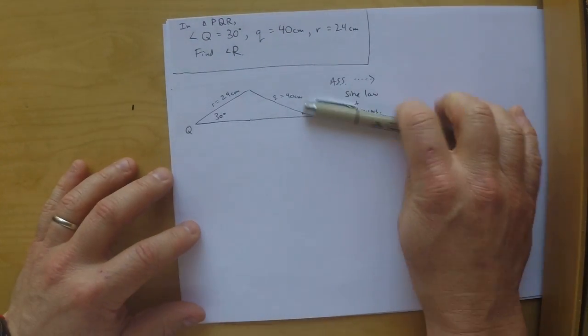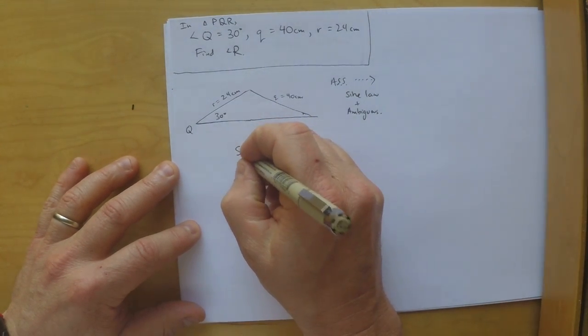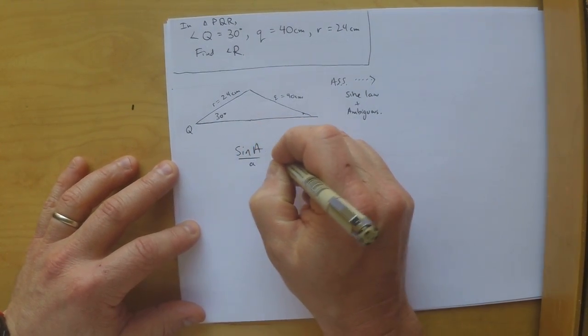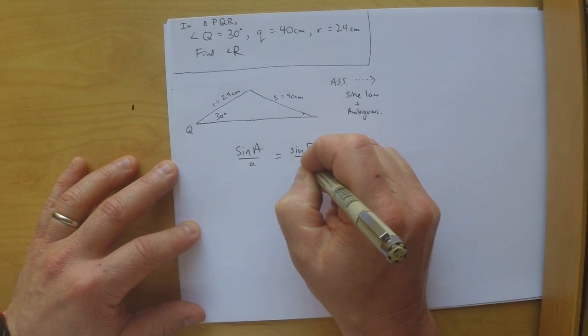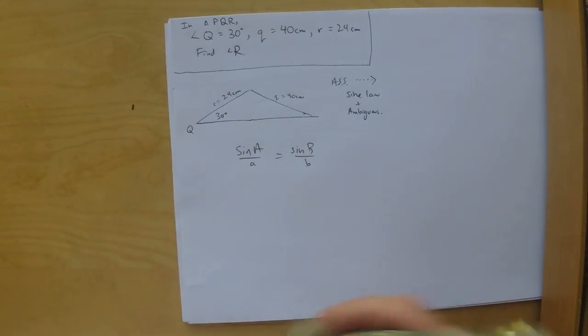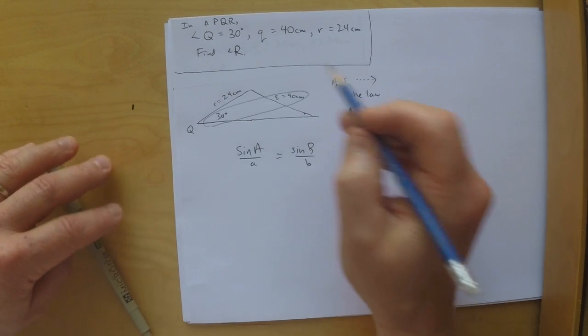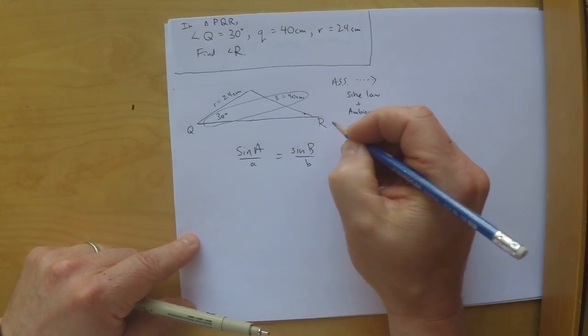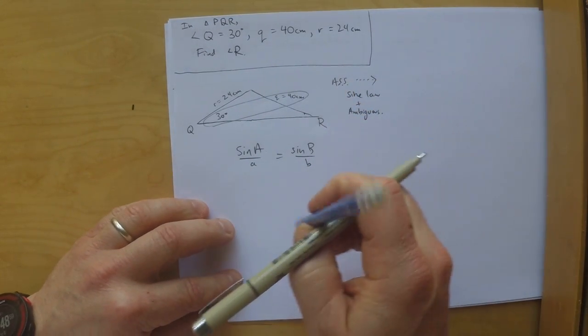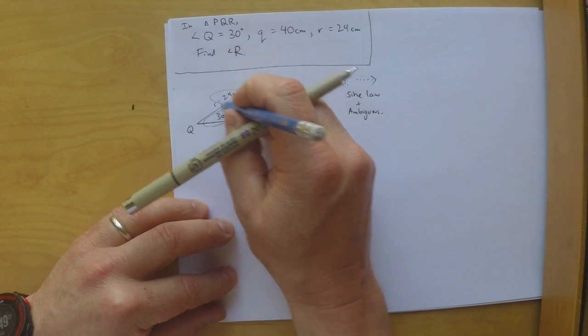So, first thing is, well, sine law. I know the sine law formula. Sine of big A over little a equals sine of big B over little b. I'm looking for angle side pairs. There's one angle side pair. What do I want? I want big R, which is this. So that obviously would then make my next angle side pair.